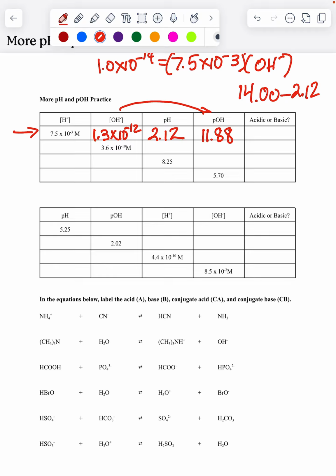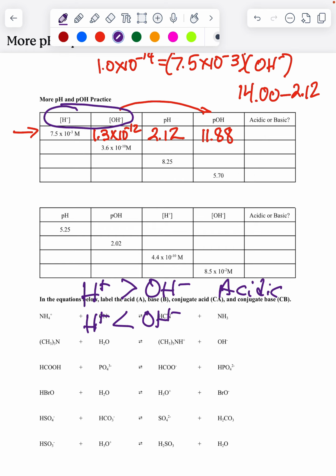All right. So now, as far as whether or not it's acidic or basic, what you want to do is compare these two columns. When H is greater than OH, it's acidic. When H is less than OH, it's basic. And of course, when they're equal, it's neutral. So I have 7.5 times 10 to the negative third versus 1.3 times 10 to the negative 12th. Yeah, H is way bigger, so this is going to be acidic. There's way more H's than OH's. So that's how you do that whole table.